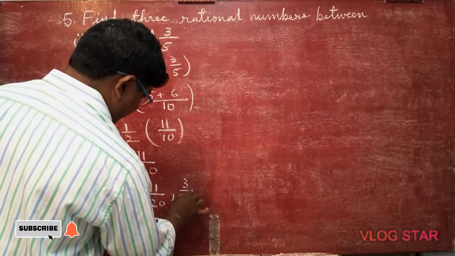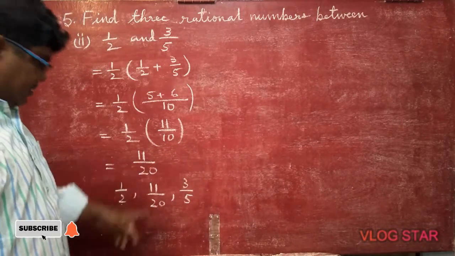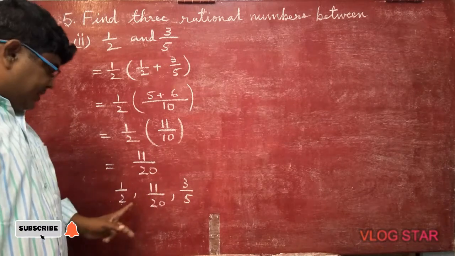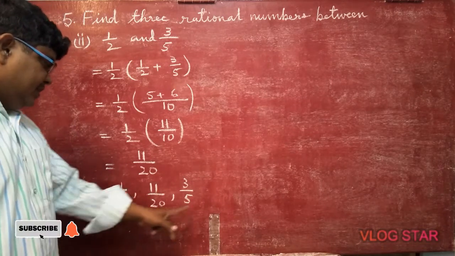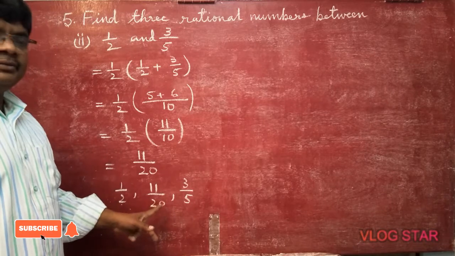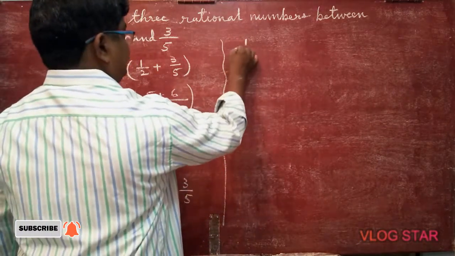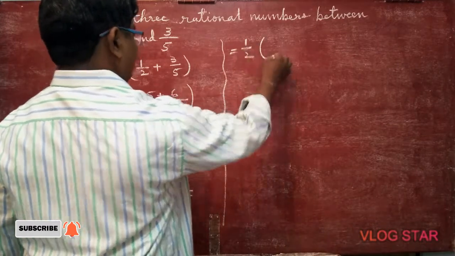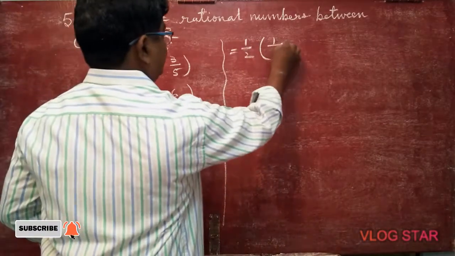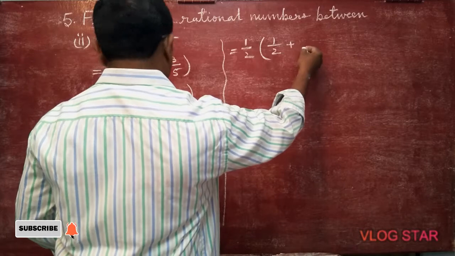How many are they asking us to find? 3, but we got only 1. 2 more we need. So between these two you find 1, and between those two you find 1. So here, 1 by 2, that is equal to half of 1 by 2 plus 11 by 20.